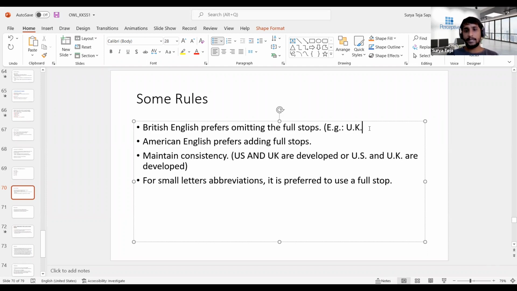Well, in case of British English, they actually prefer omitting the full stop. They simply say UK or they simply say USA. They prefer not to add a full stop; they simply use it in this way. But in case of American English, they prefer to use a full stop. So for example, in this case, it becomes U.